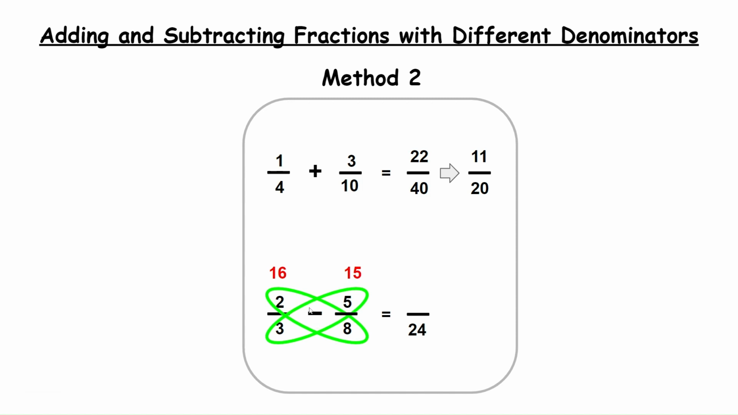And the operation happening between both fractions is subtraction. So we're going to subtract our answers that we just calculated. 16 minus 15 equals 1. So 2 over 3 minus 5 over 8 equals 1 over 24. And as you can see, this fraction cannot be reduced.